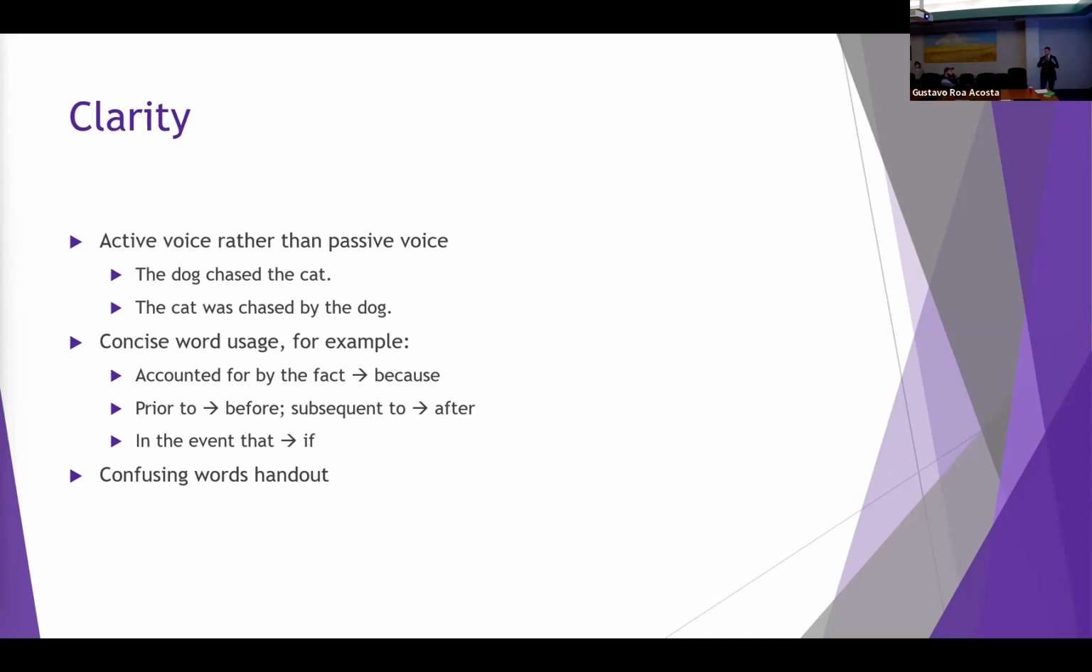A lot of passive voice can detract from comprehension and understanding. Two, it adds a lot of words into the writing. So a couple of short examples. Active voice: the dog chased the cat. Passive voice: the cat was chased by the dog.